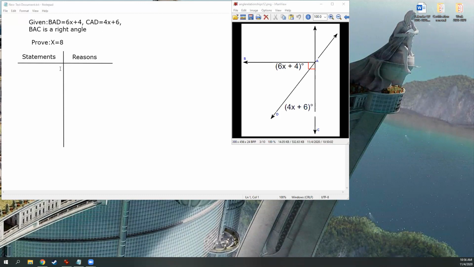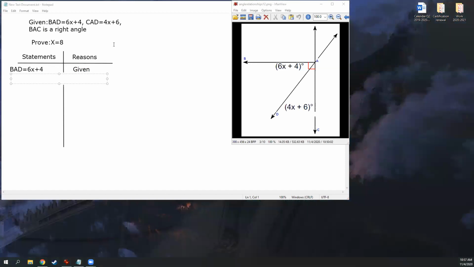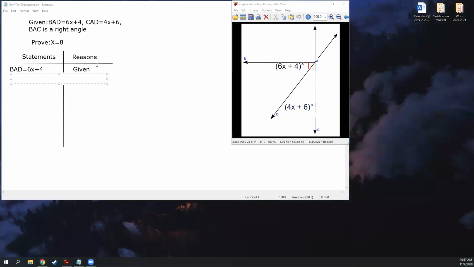The very first thing you should always do is write out your givens. We know that BAD equals 6x plus 4. And we know that because it was given to us, literally right there next to the word given. Nothing else in the proof will have a reason of given unless it was literally given to you. I have a pet peeve of people writing the words given and proof, proved or proven for the reasons. Don't do that. If it wasn't right next to the word given, then you weren't given it.